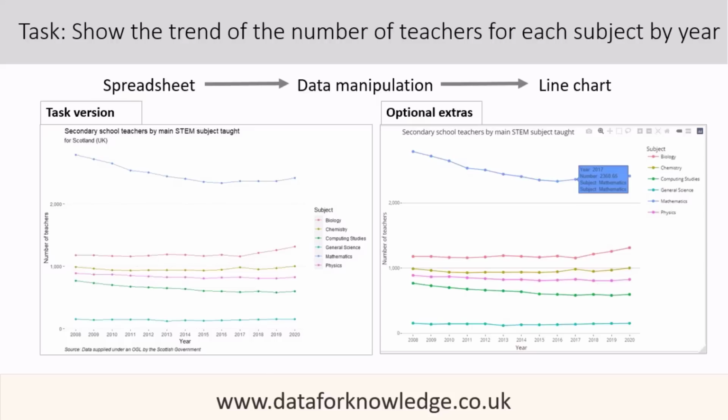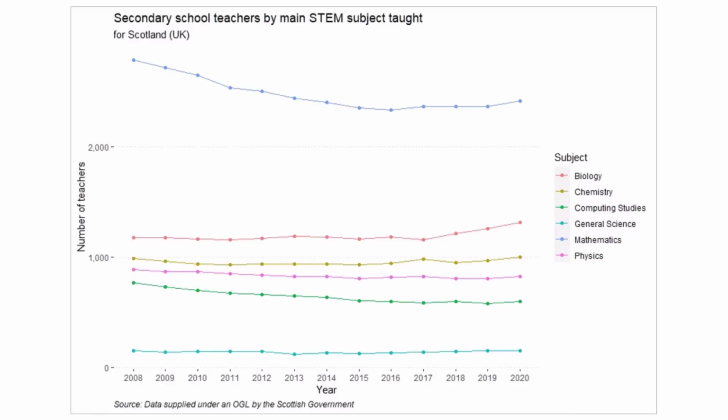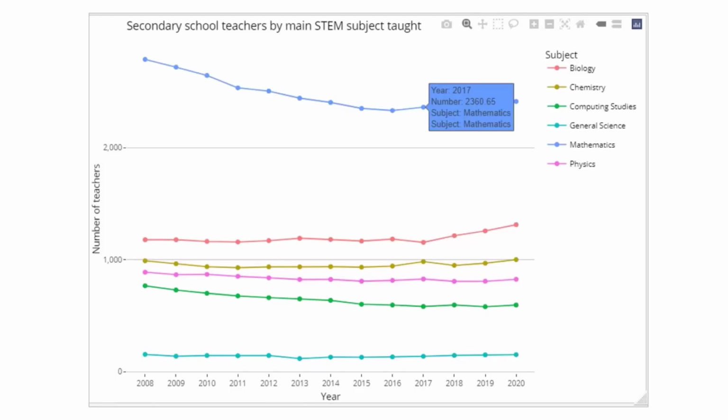To do this, I will do some manipulation to the data and then plot the data in a line chart. For the line chart, the x-axis will show the year, the y-axis the number of teachers, and the lines will show the trend for each subject. I will also put a dot at each data point. Let's get started.